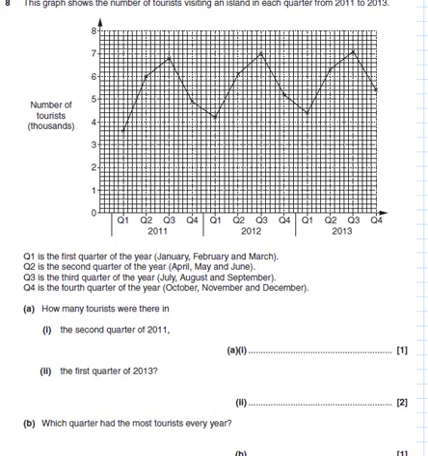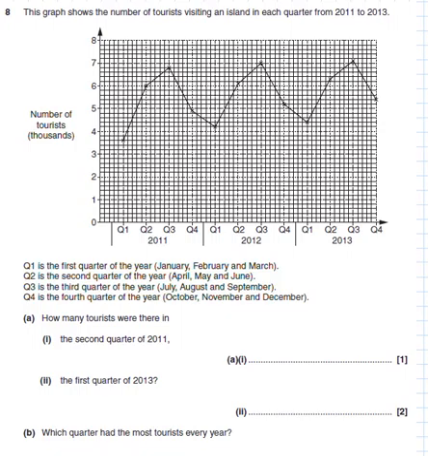Question 8. We've got a graph here. So we've got the first quarter of the year is Q1, Q2, Q3 and Q4. So we've got that information. We just need to read the graph. There's a number of tourists visiting Ireland in each quarter from 2011 to 2013. First question says, how many tourists were there in the second quarter of 2011? So that's here. So you'd read up to there, see the point, and go across. So there will be 6,000, because as you can see here, it says the units are thousands.